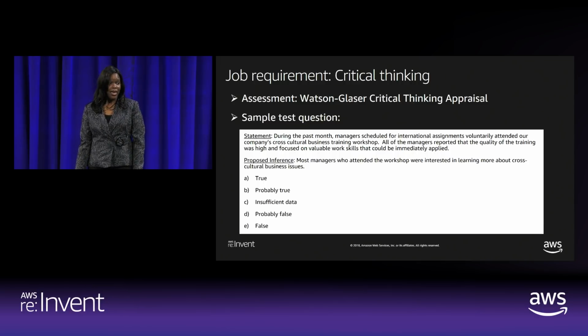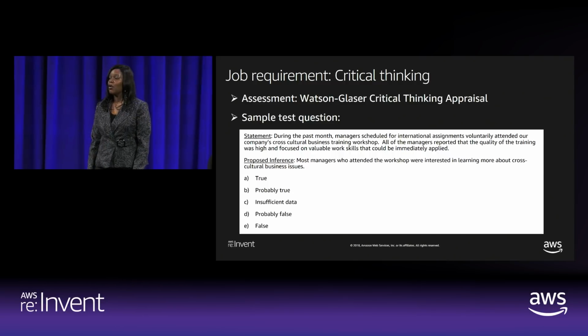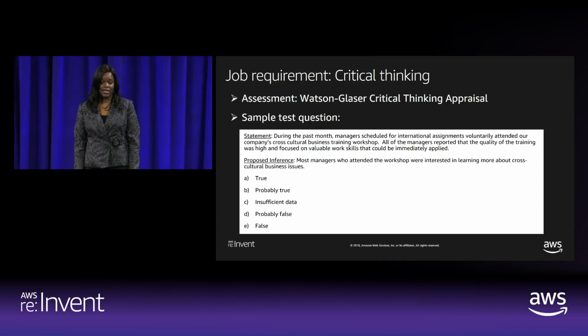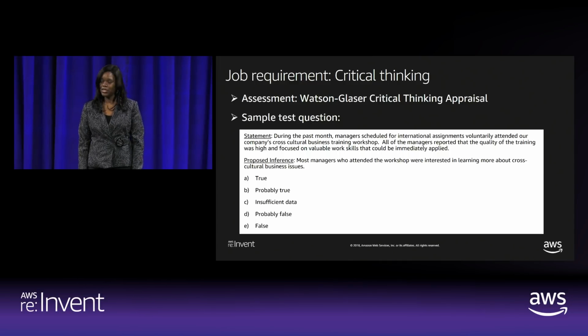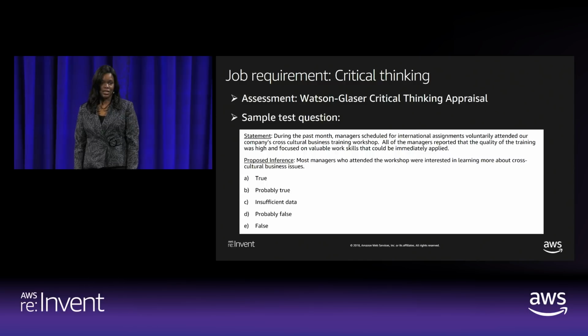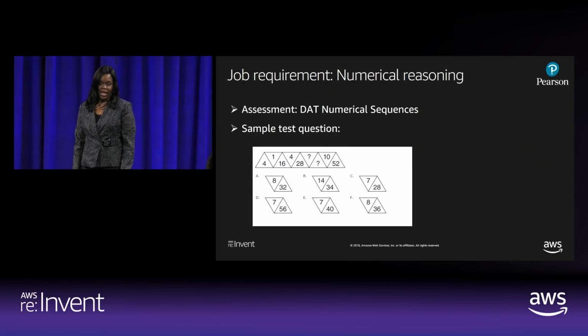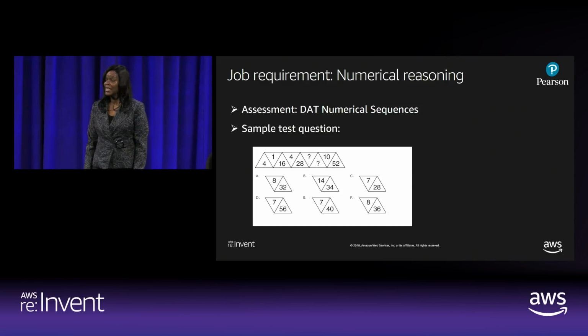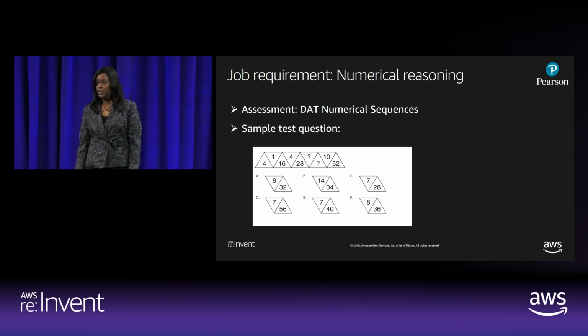So by identifying that, we would recommend to the client our Watson-Glaser critical thinking appraisal to be able to assess candidates on this. And here we see a sample question from this questionnaire that assesses their ability to make inferences. And likewise, numerical reasoning was found to be important for this position of a financial analyst. So we would recommend to the client our numerical sequences assessment in order to assess this. And we have a sample question here as well, showing what that test would look like.